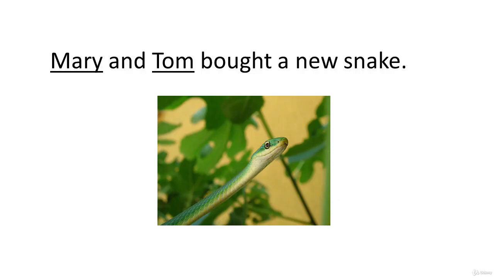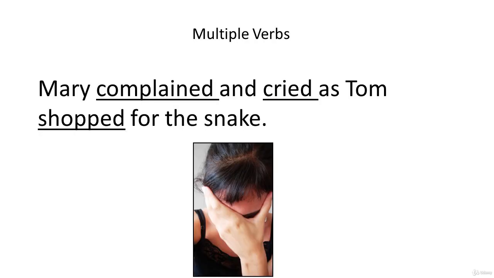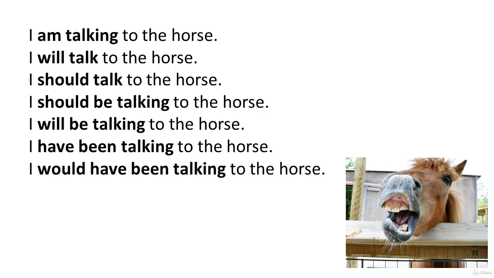Let's look at multiple subjects and verbs. Sometimes you can have more than one subject and more than one verb in the sentence. Mary and Tom bought a new snake. Two people are doing the buying here, Mary and Tom. There are two subjects in that. Mary complained and cried as Tom shopped for the snake. In this case, we have a sentence with multiple verbs, and that is okay. Sometimes a verb can require multiple words to convey the verb, and these are called verb phrases.